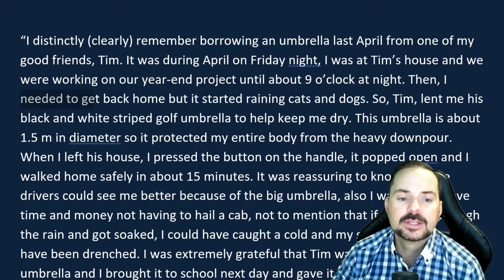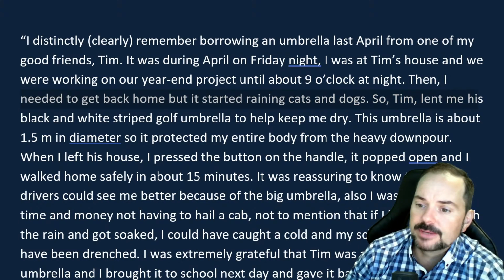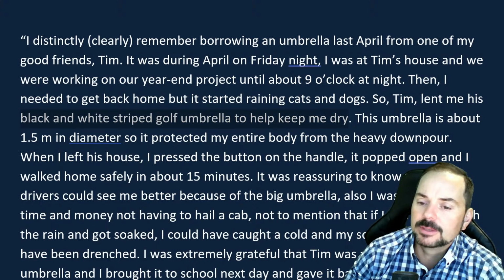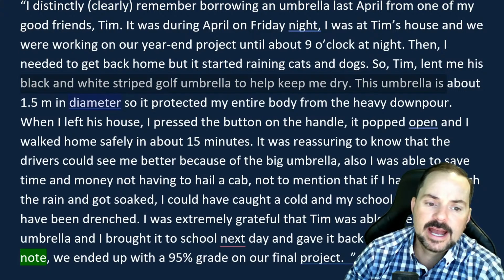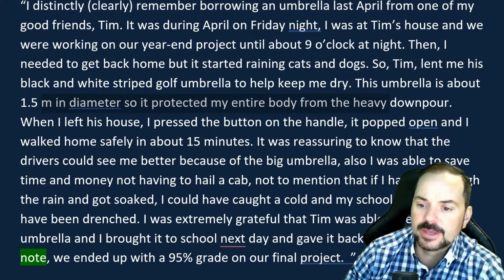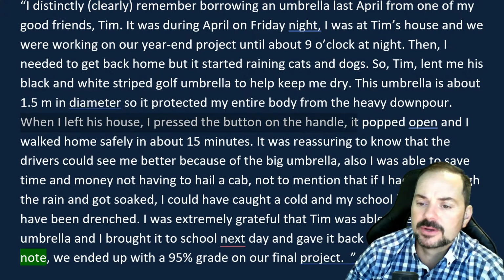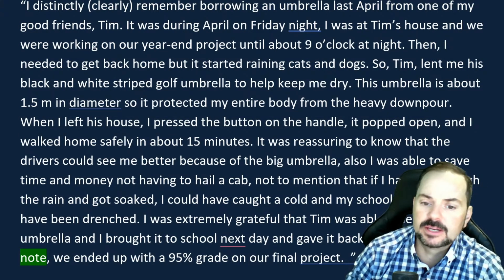Then I needed to get back home, but it started raining cats and dogs. So Tim lent me his black and white striped golf umbrella to help keep me dry. This umbrella is about 1.5 meters in diameter, so it protected my entire body from the heavy downpour. When I left his house, I pressed the button on the handle, it popped open, and I walked home safely in about 15 minutes.